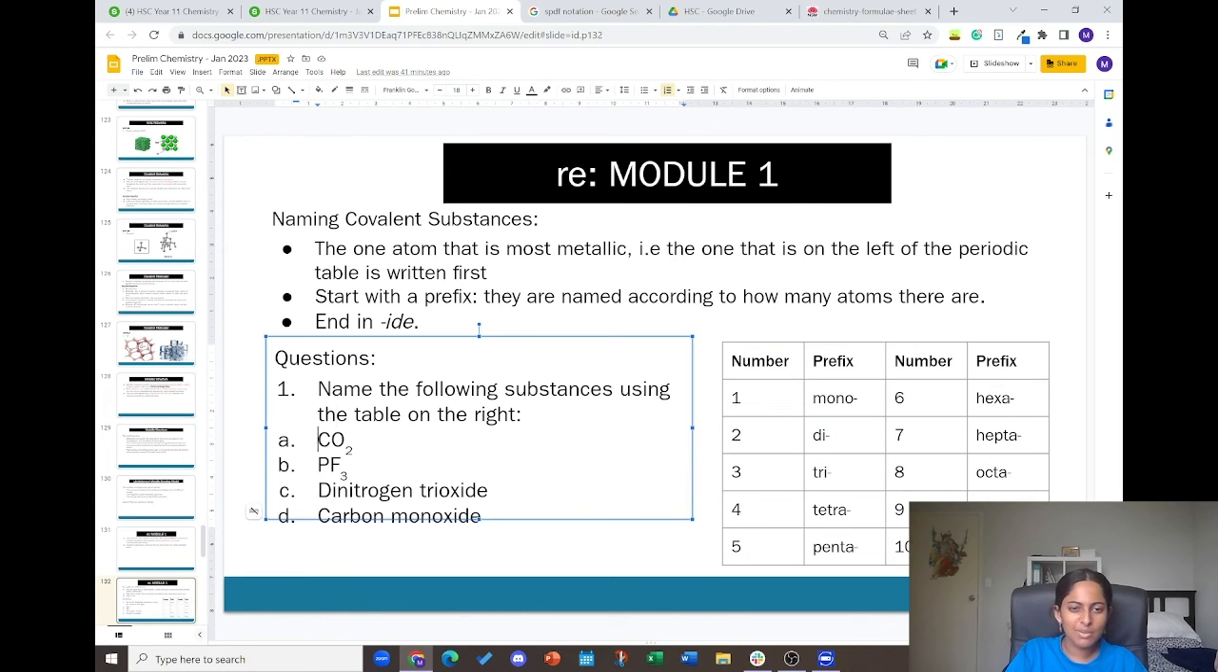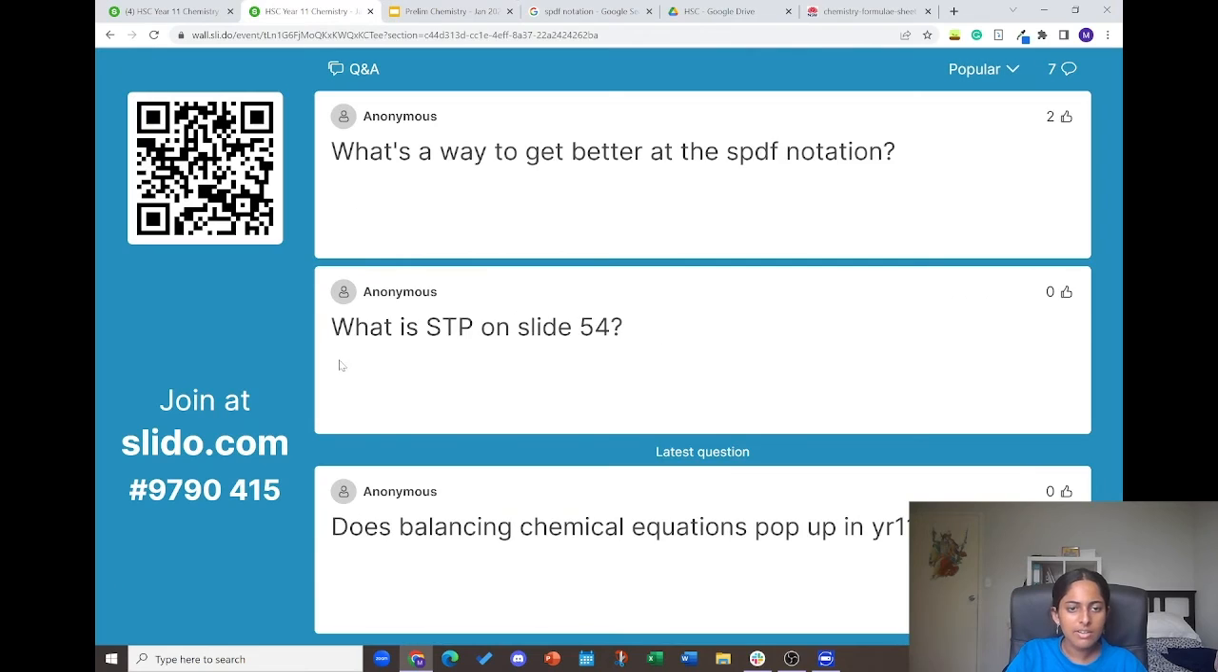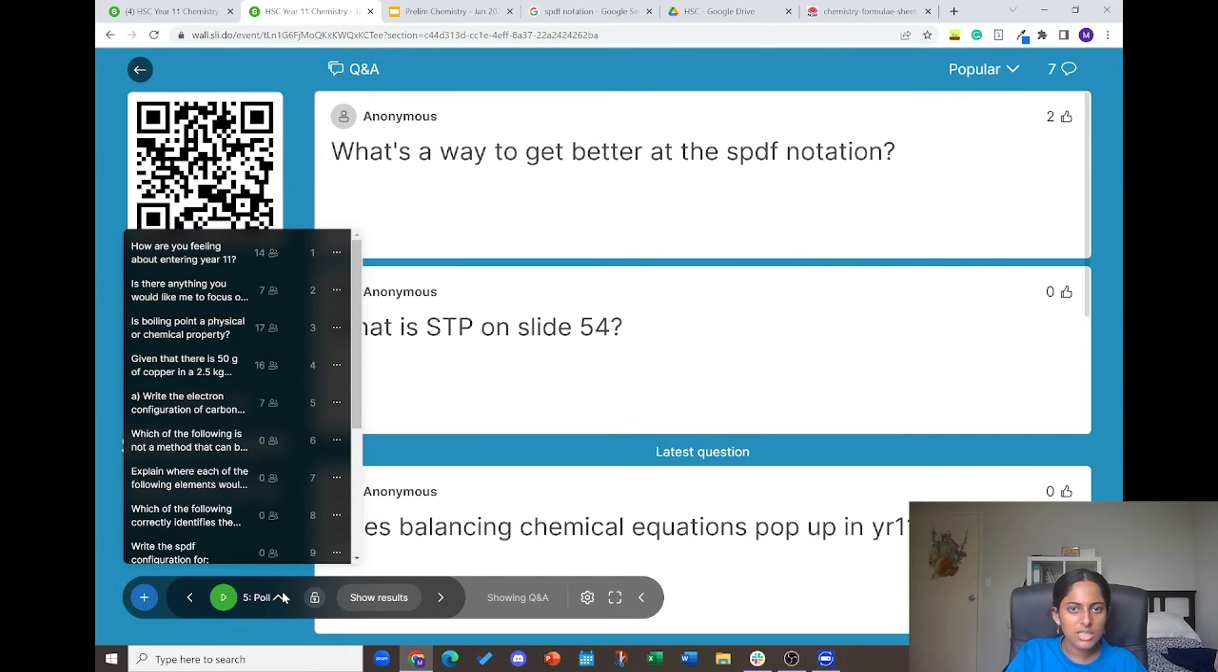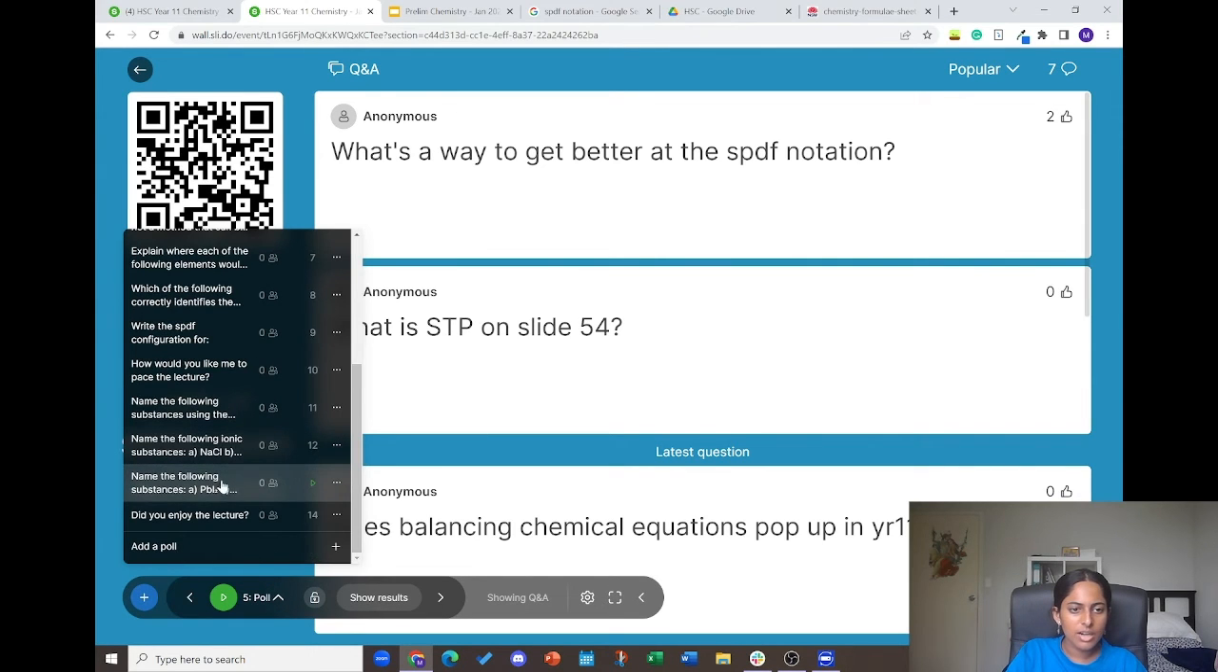If it was something like C2O2, I know it doesn't exist, but if it is C2O2, then it'll be dicarbon dioxide. That's how it works. So hopefully that makes sense. So now that I've explained the first one, you can have a go at parts B, C, and D. Let me just get up the question.